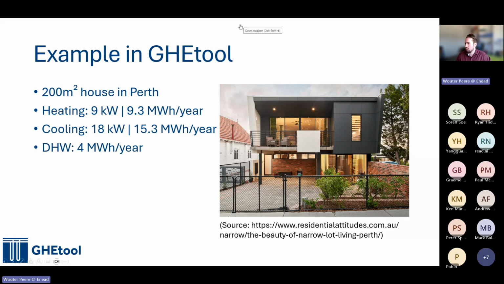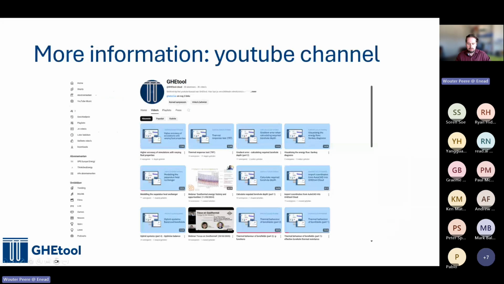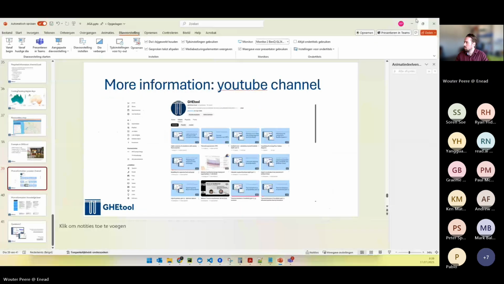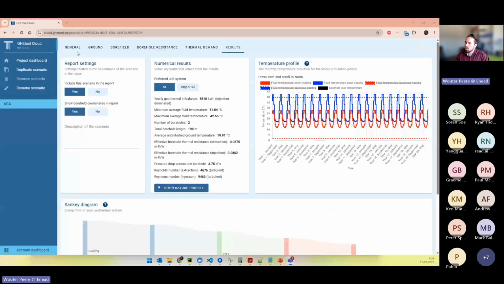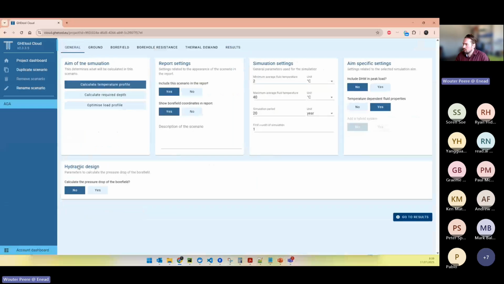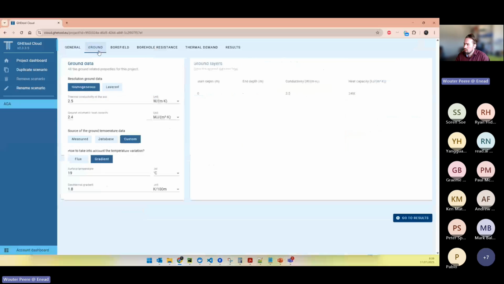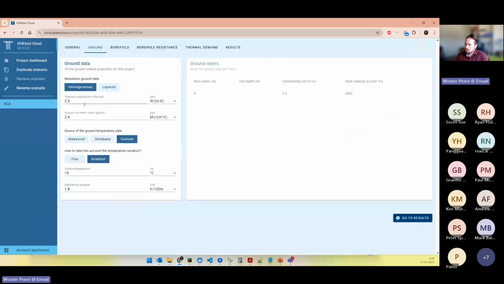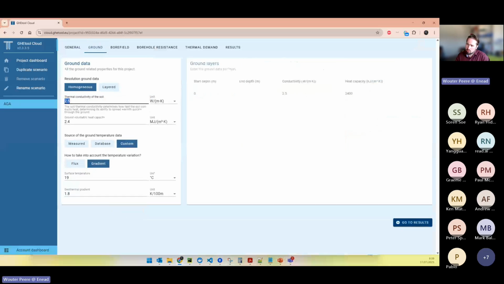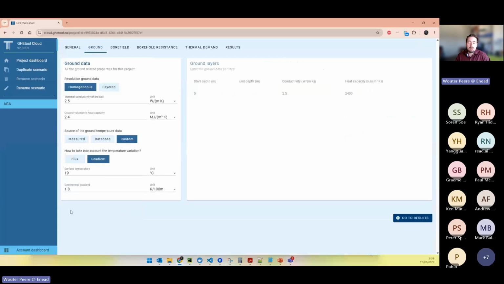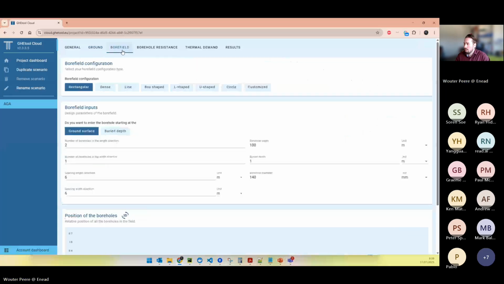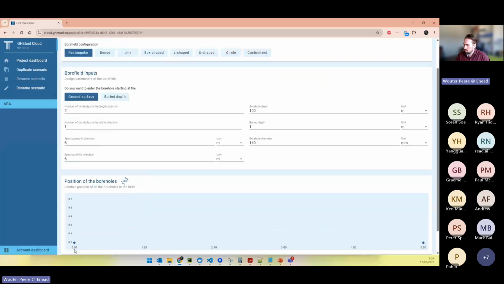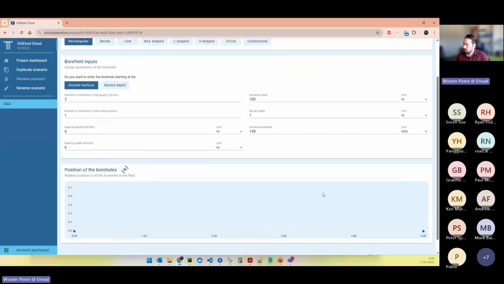Perfect. So this is just a project in GHG tool. I entered the simulation settings, our ground parameters, as I showed you, the conductivity between 2 and 3, the ground temperature, as was the case in Perth. I say, well, let's start with 2 boreholes 6 meters apart.